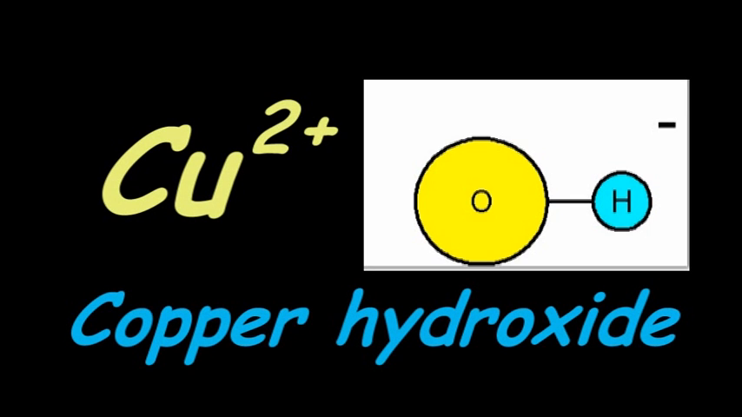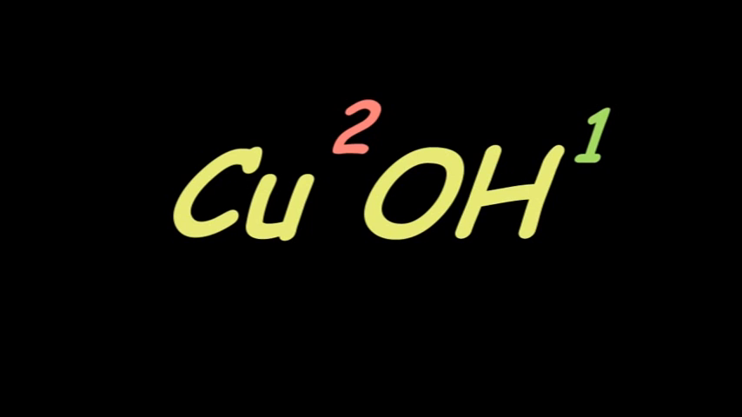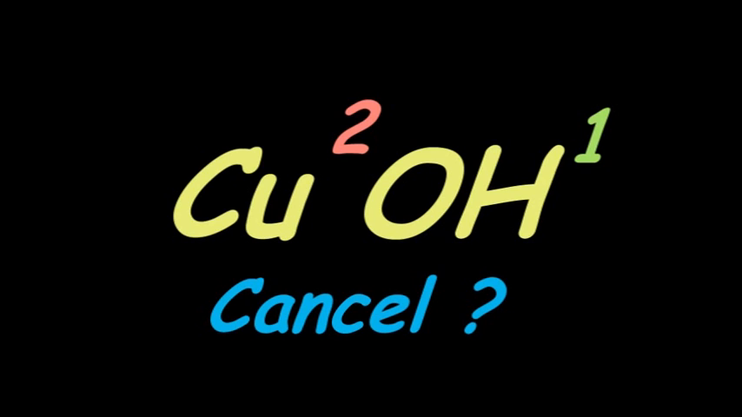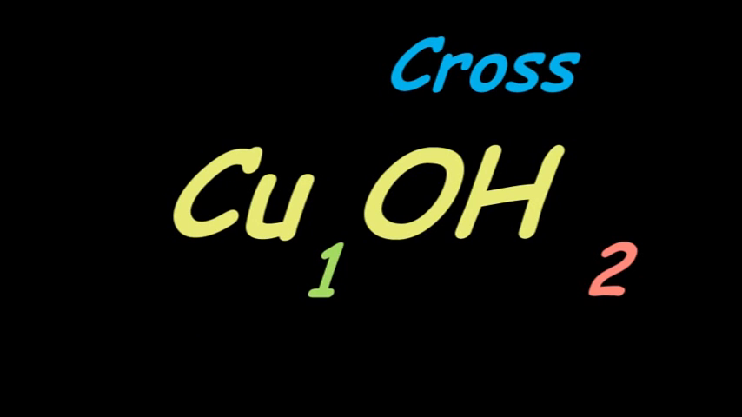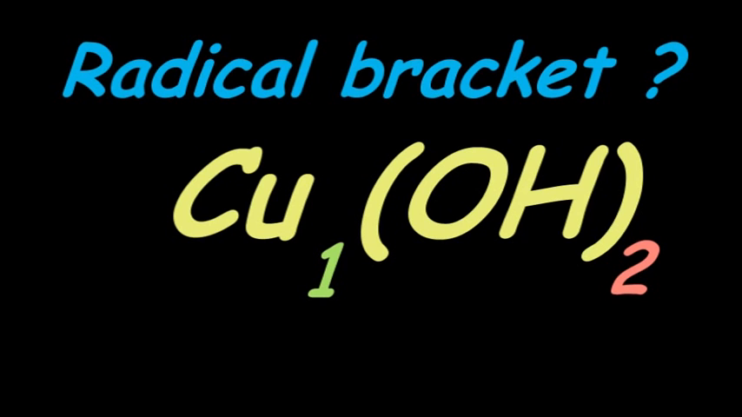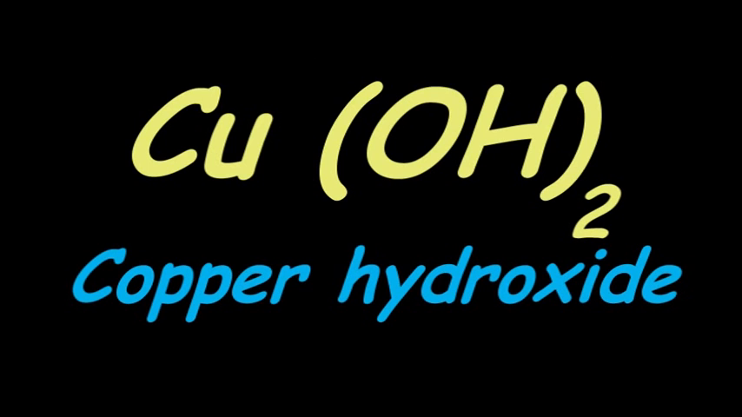Second, copper hydroxide. Step 1. Write the formulae with the valencies at the top. Step 2. We cannot cancel. Step 3. We cross the numbers over. In step 4, the radical is bracketed because a 2 is brought down. Then we rub out the 1 as working.